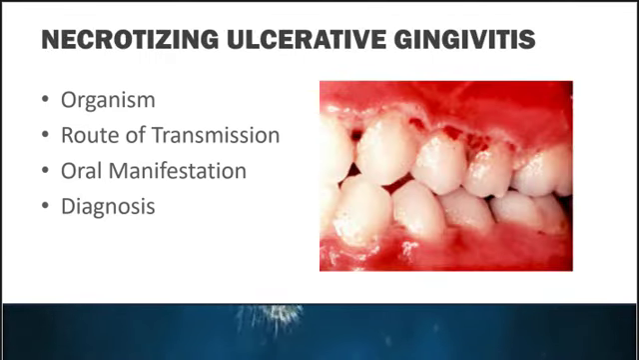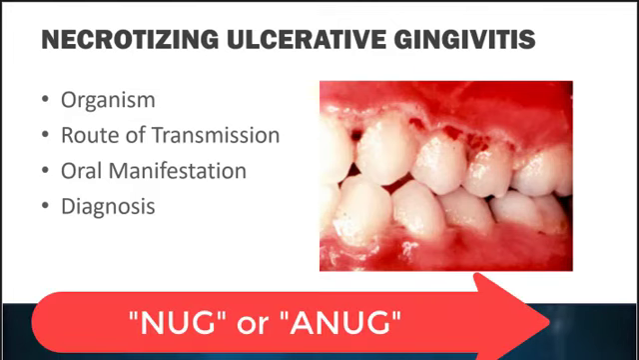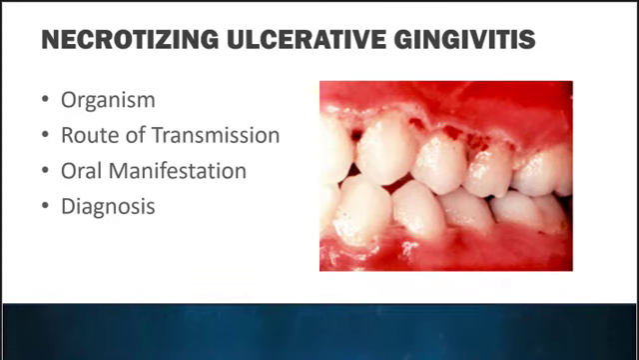Necrotizing ulcerative gingivitis is often referred to as NUG, but you're going to hear a lot of people say ANUG because for many years this was known as acute necrotizing ulcerative gingivitis. So some of us who've been around for a while will inadvertently call it ANUG. I catch myself saying it all the time. There is another variant of this called NUP, which is necrotizing ulcerative periodontitis, but we're going to learn about that in perio class.